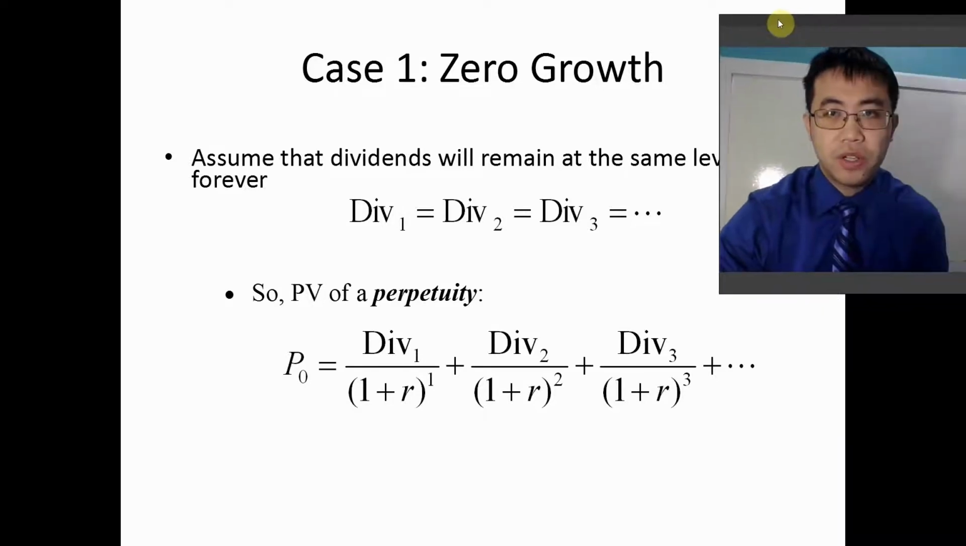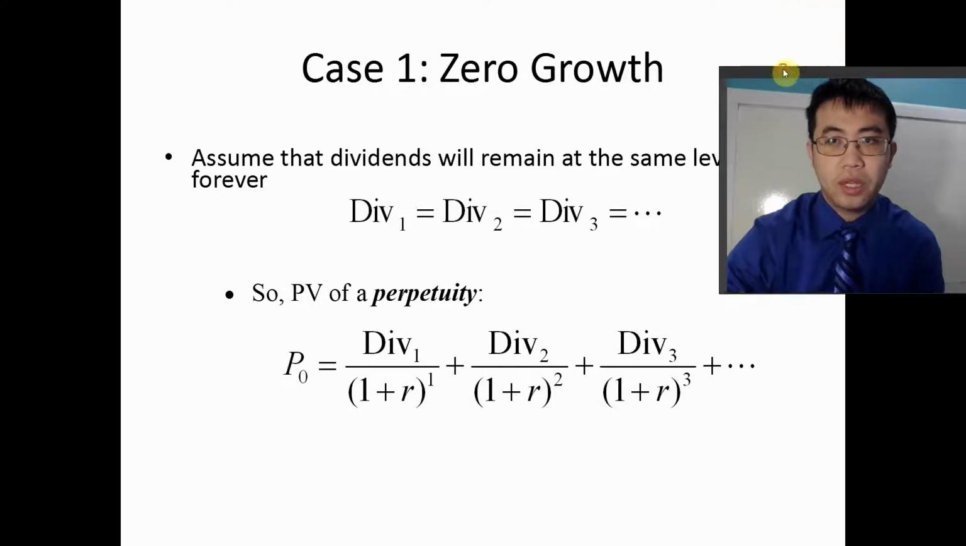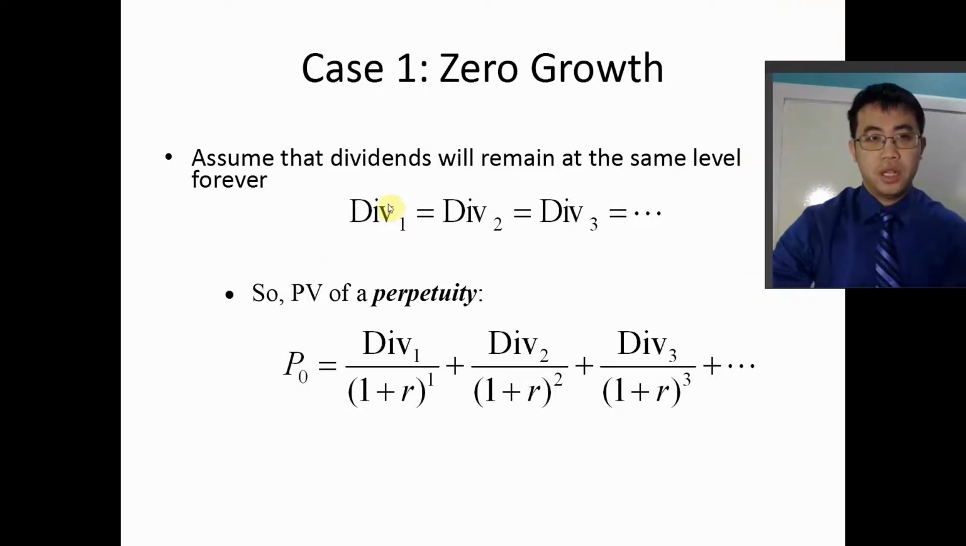What you see here, the first one is actually the easiest one. Let me just zoom out a little bit. So you see dividend 1, dividend 2, dividend 3 equal to each other. That means for each period, the dividend is the same amount.